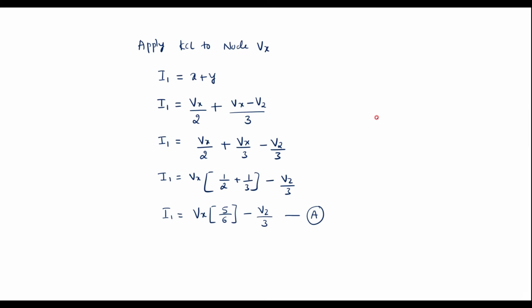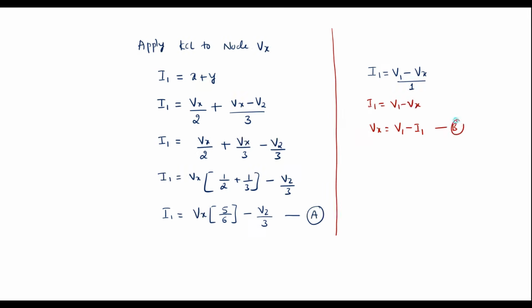That is, I1 is equal to (V1 minus Vx) divided by 1. I can simplify this as I1 is equal to V1 minus Vx, or I can write Vx equal to V1 minus I1. So now let me substitute the Vx value, that is V1 minus I1, in equation A. I will call this equation B.